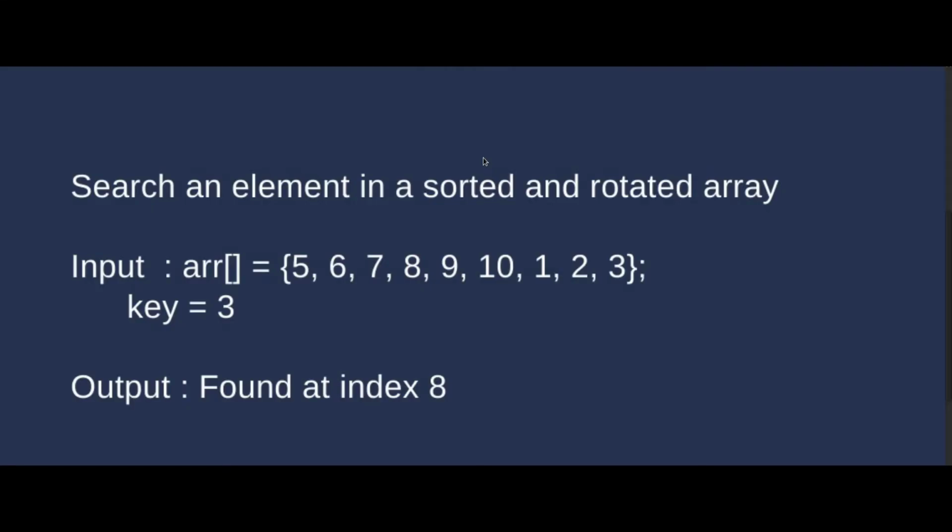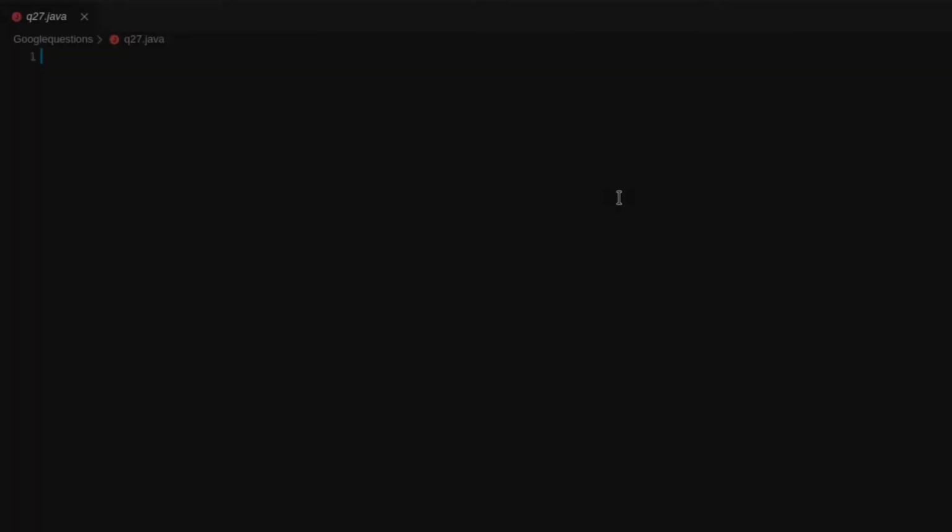It says we have to search an element in a sorted and rotated array. We are given an array which was sorted in increasing order and then its elements were rotated by some bits. We are given a key which is 3, and we have to find what is the element in that array at the key which is given. So let's get to the editor and see how we can solve this.